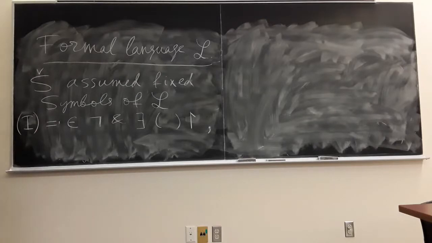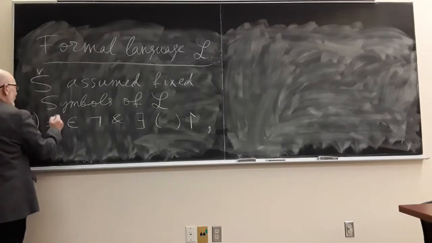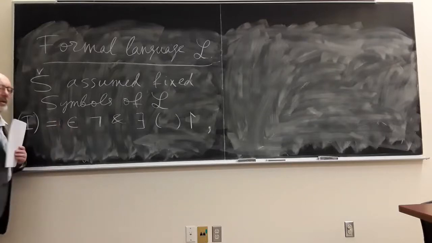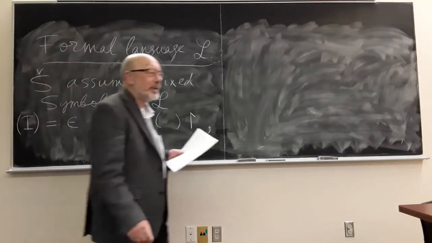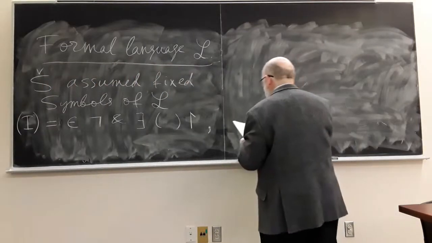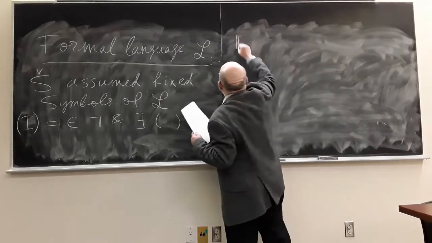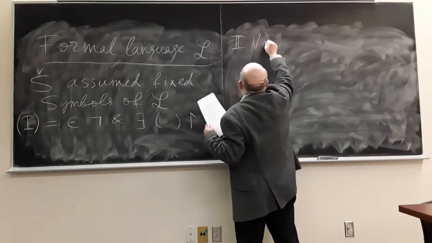So these symbols have no relation to any particular choice of S. They are general logical symbols. The second group is variables.